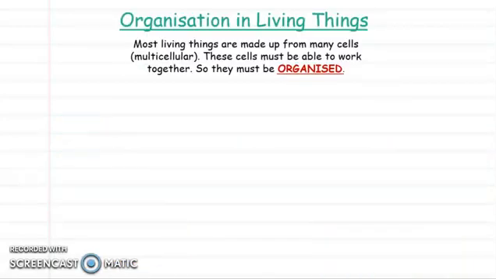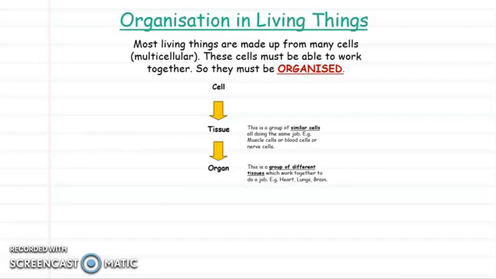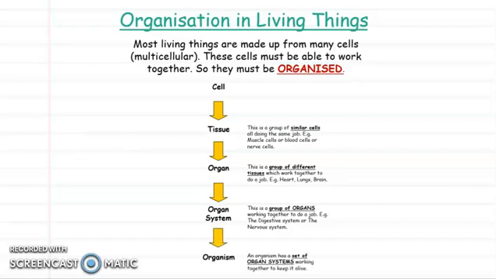In living things, cells are organized. Most living things are made up of many cells, which are multicellular. These cells must be able to work together. If we take a single cell to begin with, groups of similar cells, all doing the same job, for example muscle cells or blood cells or nerve cells, become a tissue. Different tissues working together, such as in a heart or lung, is an example of an organ. And different organs working together to do a particular job, such as the digestive system, is known as an organ system. All the organ systems working together form a single multicellular organism.